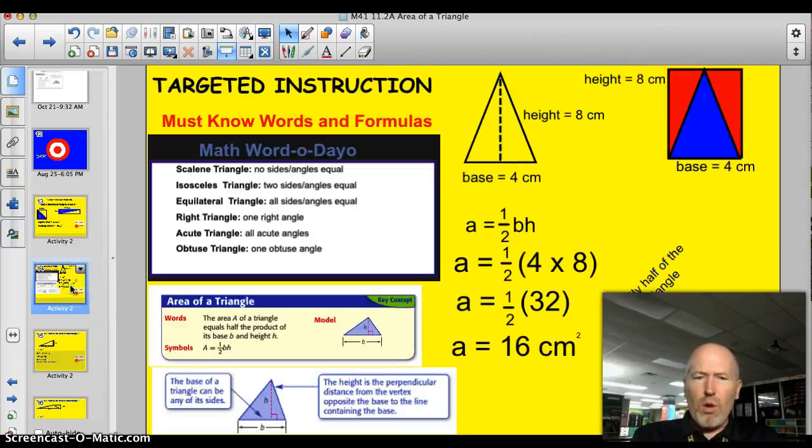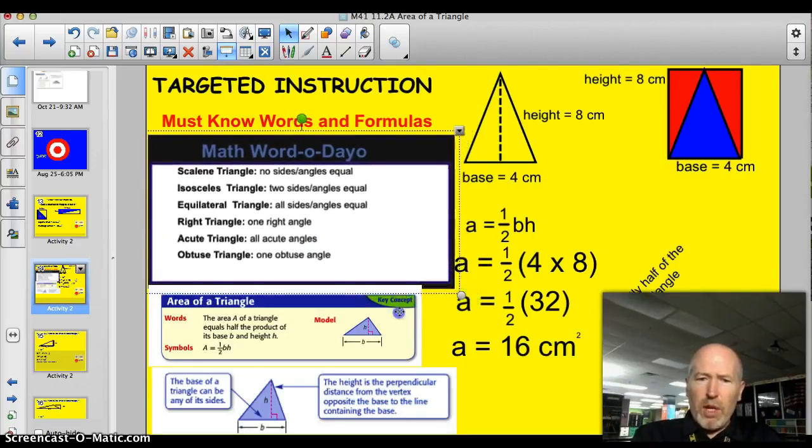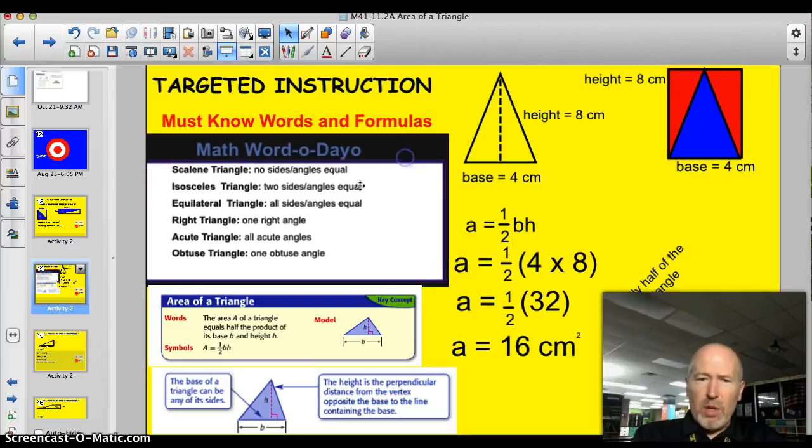Let's get to some words and formulas that you need to know. I put a review up here of just some words from your 5th grade that you really should know. Scalene triangle, no equal sides, no equal angles. Isosceles would be 2 sides and 2 angles are equal. Equilateral, all sides and angles are equal. A right triangle, one right angle. Acute, all acute angles, remember those are angles that are less than 90 degrees. And one obtuse angle, that would be one angle that is greater than 90.